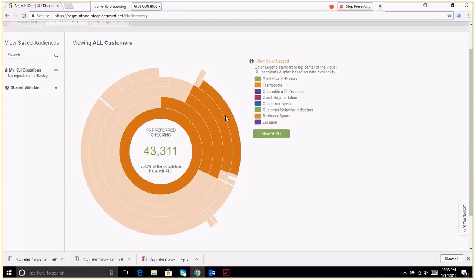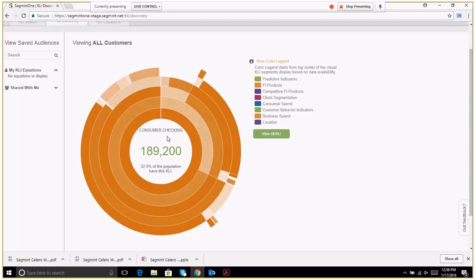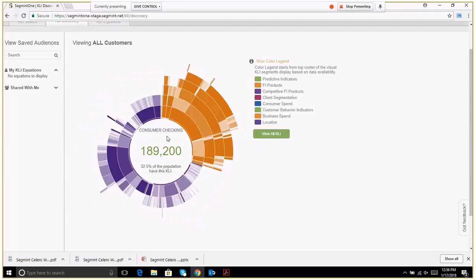Now, I mentioned a moment ago that this taxonomy is mapped to your specific product set. So if your institution has, say, 12 different types of consumer checking accounts, you would see all 12 different types of consumer checking accounts mapped in this scenario. Now, by clicking the center ring, it'll bring me back to the overarching view. That's just, say, the product side.